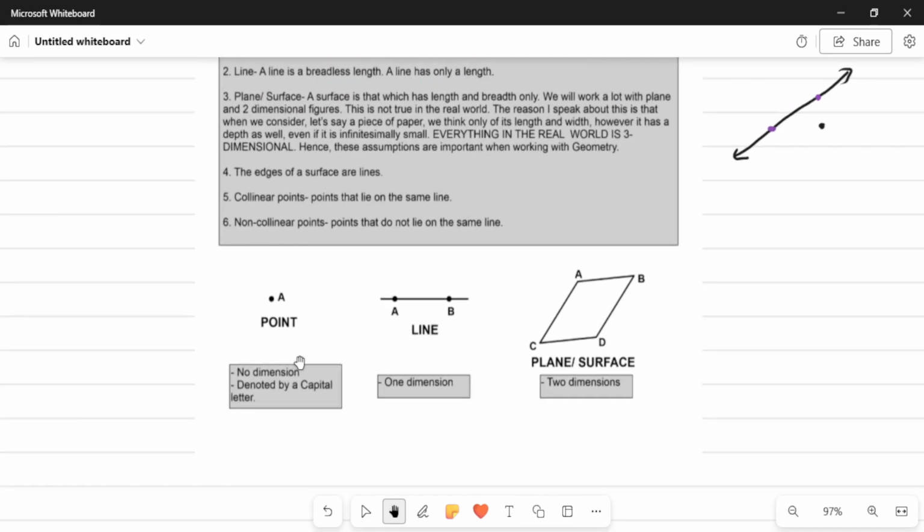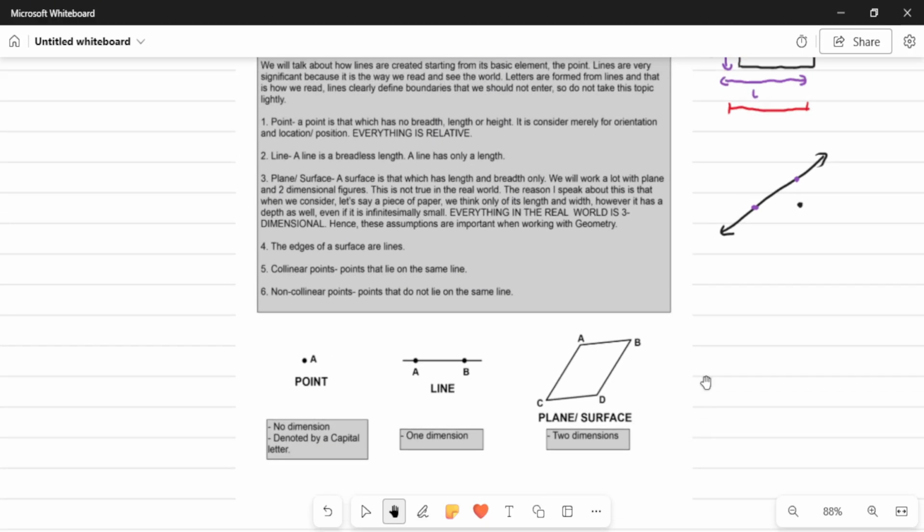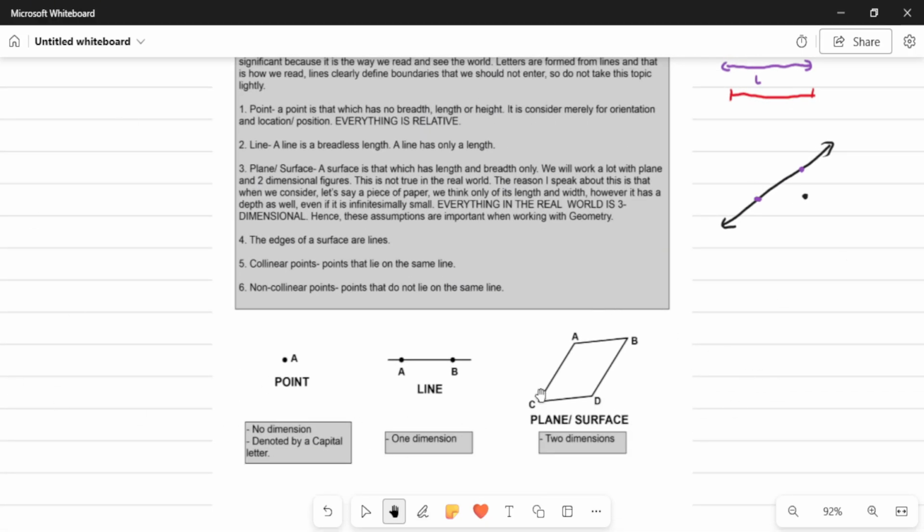So here's a visual representation of what we talk about. There's no dimension for a point, and we denote it with a capital letter. With a line, it is one dimension, and it's denoted with capital letters as well. And with a plane, it is two dimensional because it has a length and a breadth, and again, we denote it with capital letters. Okay, so now let's move on to the next part of geometry.